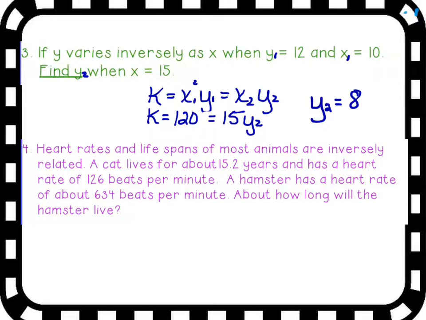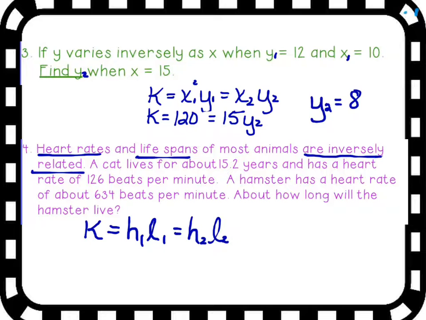And it is inversely related. So the two things that we're comparing in this problem are heart rates and lifespans. And so I'm going to set up this constant of variation: heart rate times lifespan. When I multiply these two numbers together, it's got to be a constant. It's got to be the same number.